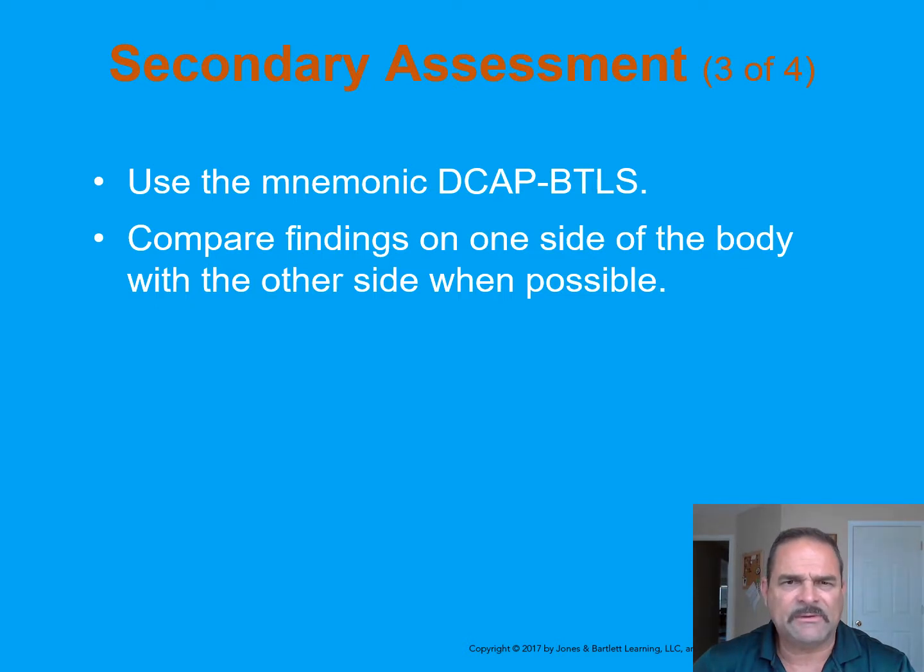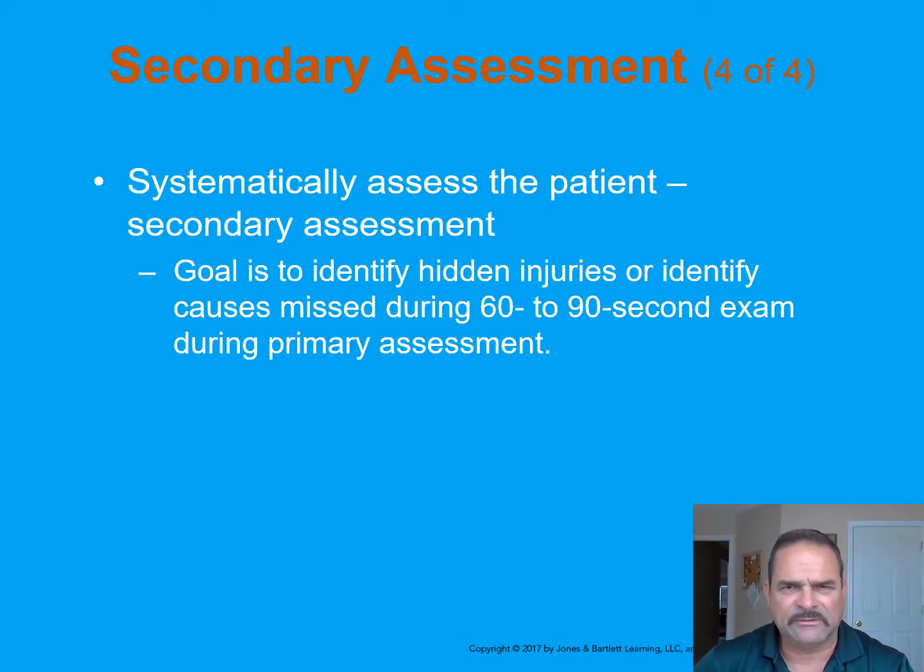All right, use the mnemonic DCAP-BTLS. That's deformities, contusions, abrasions, penetrations, burns, tenderness, lacerations, and swelling. And then you're going to compare the findings on one side of the body with the other side when possible. Systematically, you're going to assess the patient for your secondary assessment. The goal is to identify any hidden injuries or causes missed during your initial 60 to 90 second exam during that primary survey.